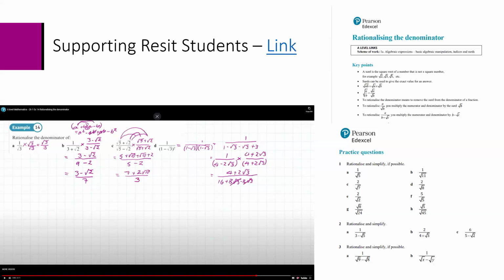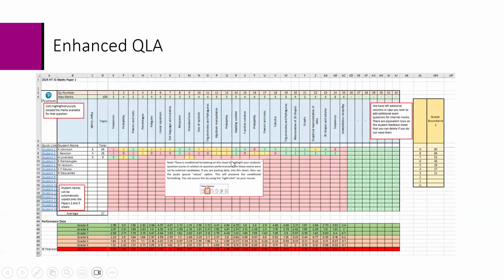The final one that's coming out this week is we have an enhanced QLA. So I've been aware that question level analysis forms for mock papers have been done in the past, where if there's a 2-mark question, students get red for getting 0, amber for getting 1, and green for 2. I think that we need a bit more nuance with that. So I've built this one that takes into account the difficulty of the question. So a 2-marker on, say, a grade 9 topic is different from a 2-marker on, say, a grade 3 topic.